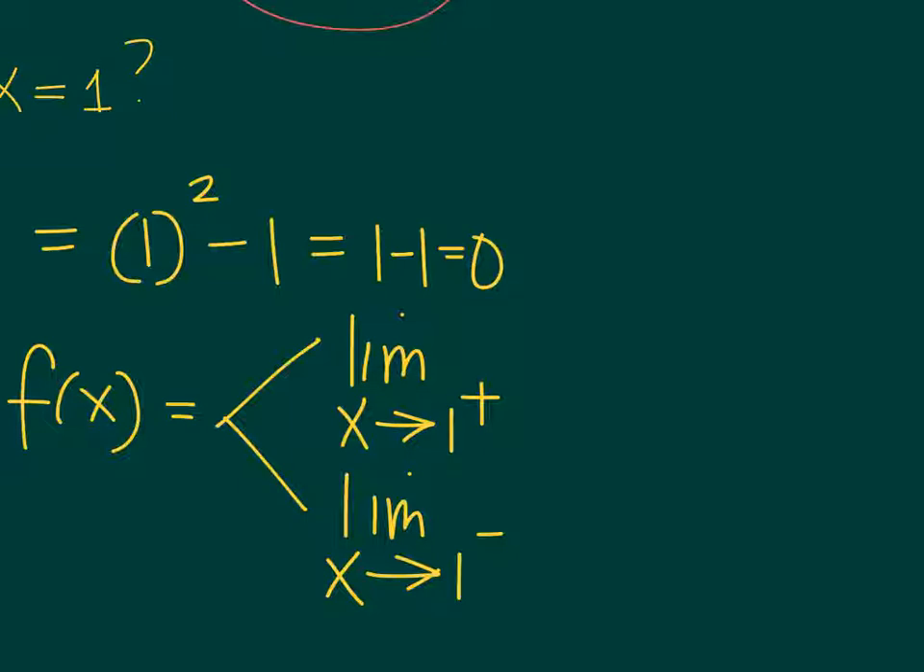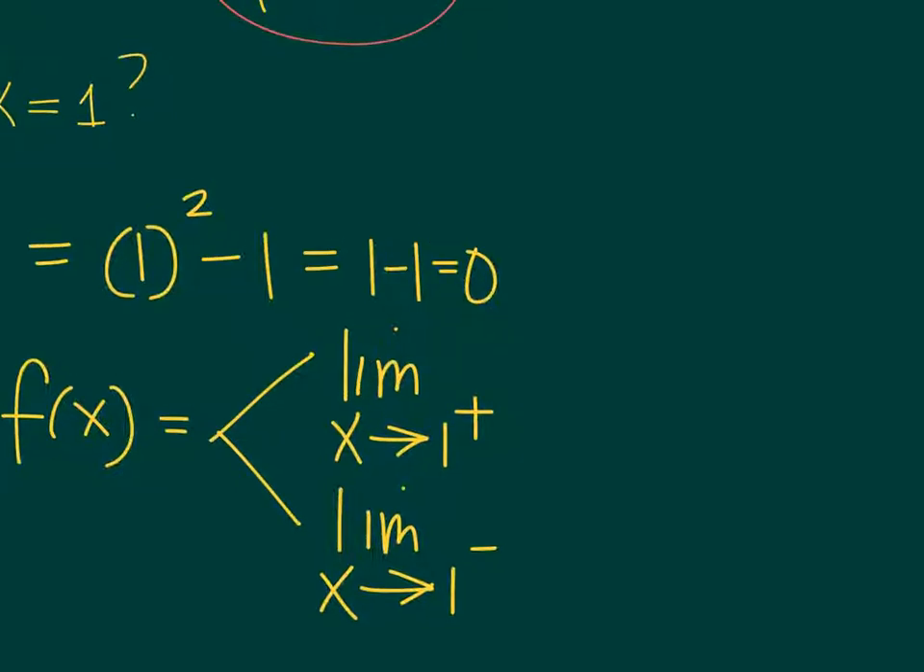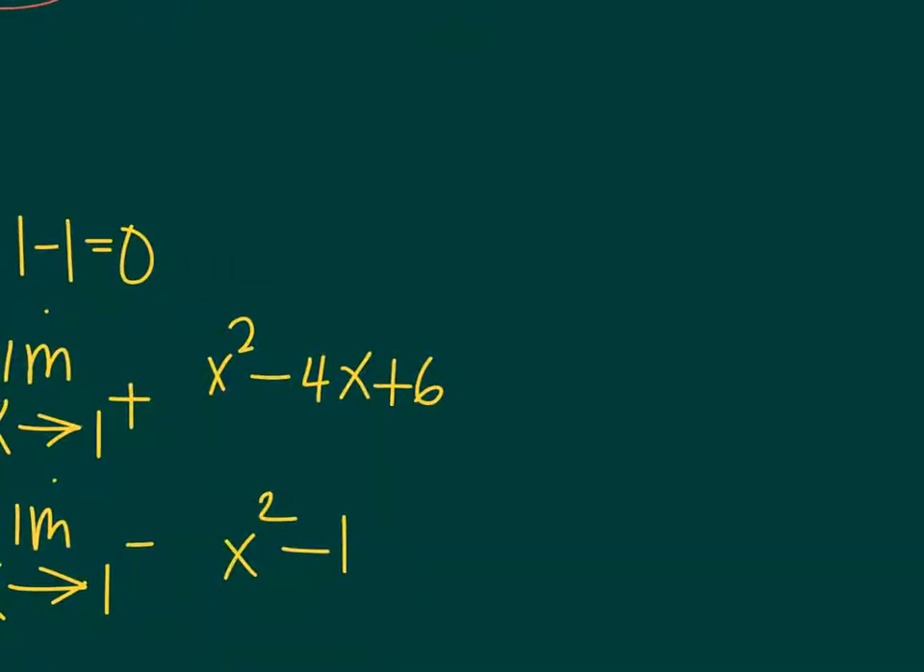You have to decide. For 1 from the right, it is the 4x one, since x is greater than 1. So x squared minus 4x plus 6. And then the other one is x squared minus 1. And we will see if we will get the same number.